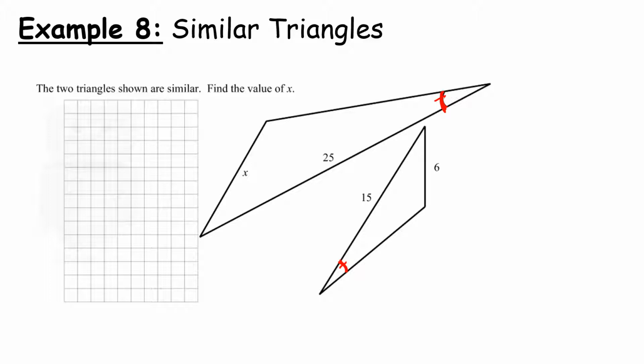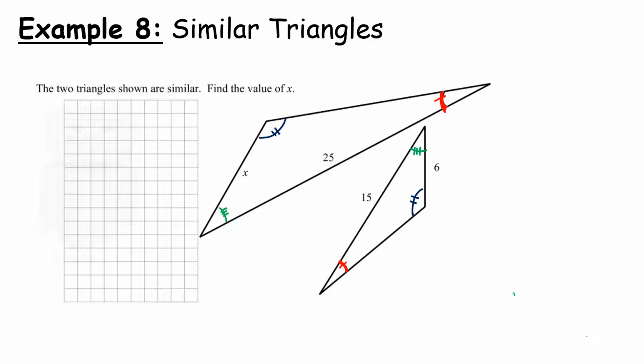For the other two angles, I have to be able to work out which ones correspond. I know that this one would have to correspond to this one here, and the reason I know that is true is because they are both obtuse angles, and there's only one obtuse angle in a triangle. The third angle here and here must also be corresponding. So that's the first thing we need to do: figure out where the corresponding angles are.